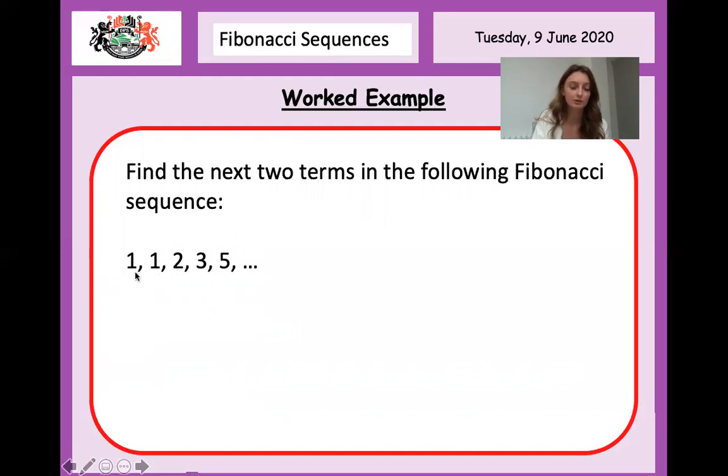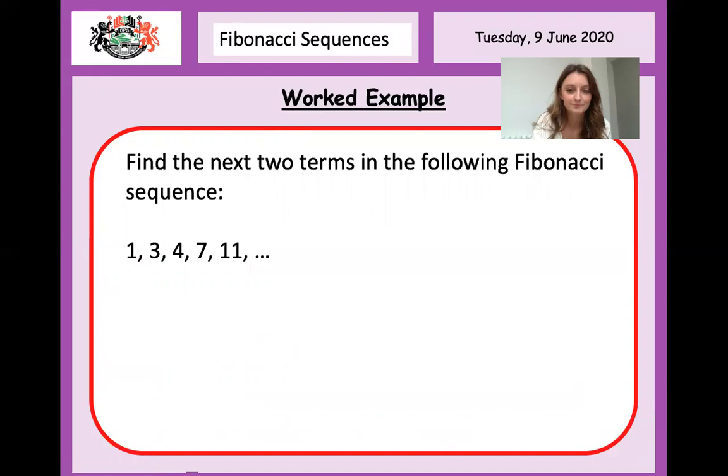So for example, if we look at this first one, 1 add 1 gives you 2. 1 add 2 gives you 3, and 2 add 3 gives you 5. So all it's asking you for here is the next 2 terms. So 3 add 5 would give us 8. And then 5 plus 8 would give us 13, and that's the next 2 terms.